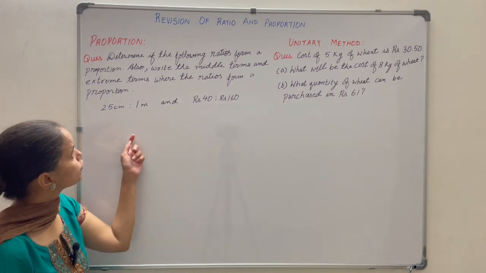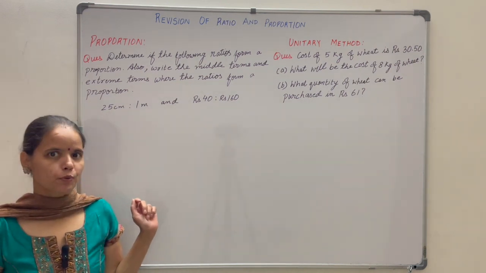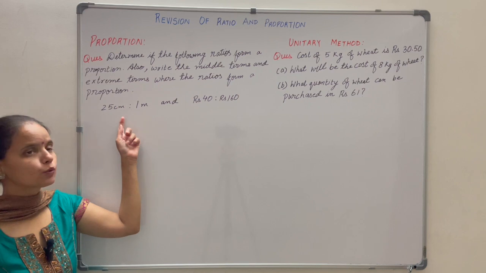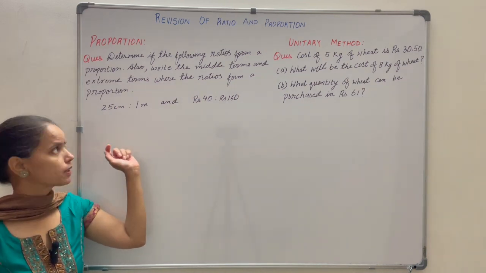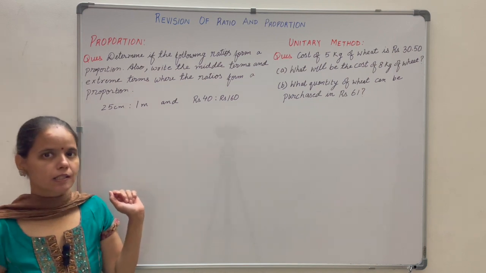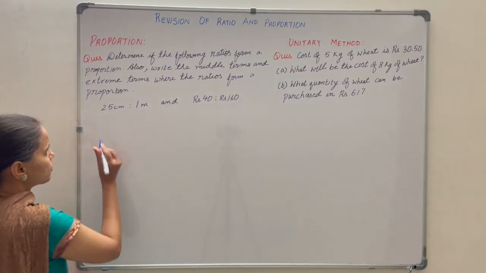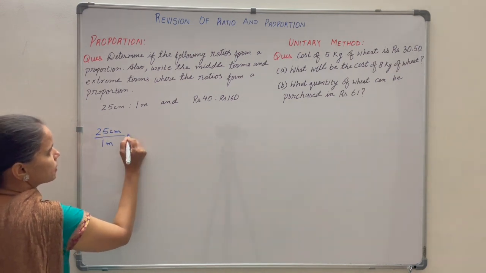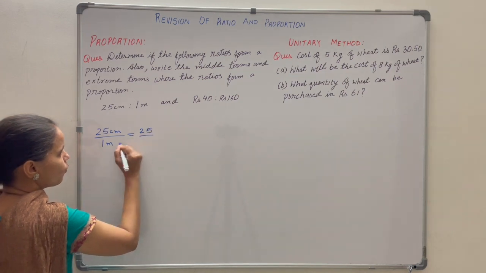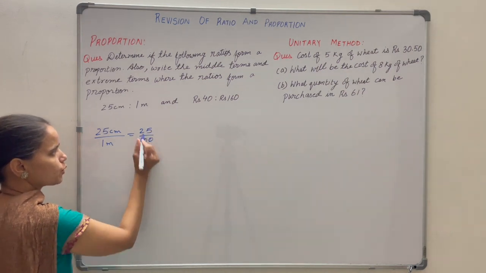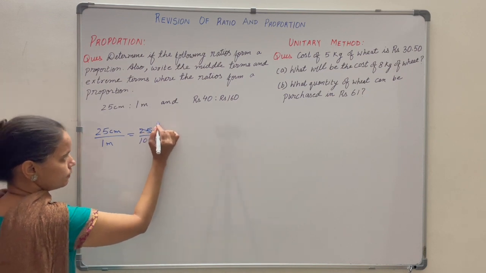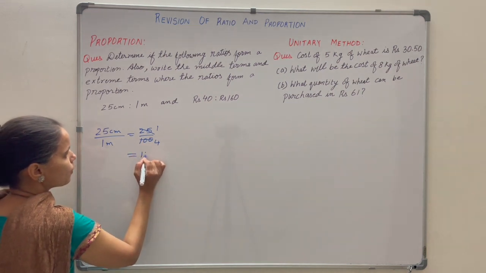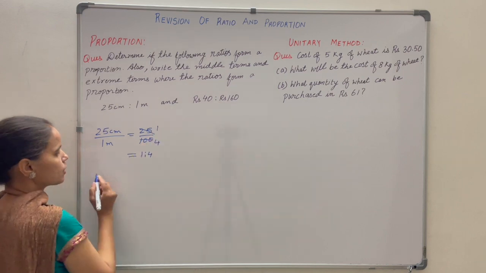So here you have to check whether these two ratios are in proportion or not. You remember the ratio concept: you can compare two quantities when they have the same unit. Here the unit is centimeters, here it is meters. So first make it the same unit. So 25 centimeters to 1 meter. 1 meter is 100 centimeters, so you can cancel this. 25 ones are 25, 25 fours are 100. So what is the ratio you got here? 1 is to 4.